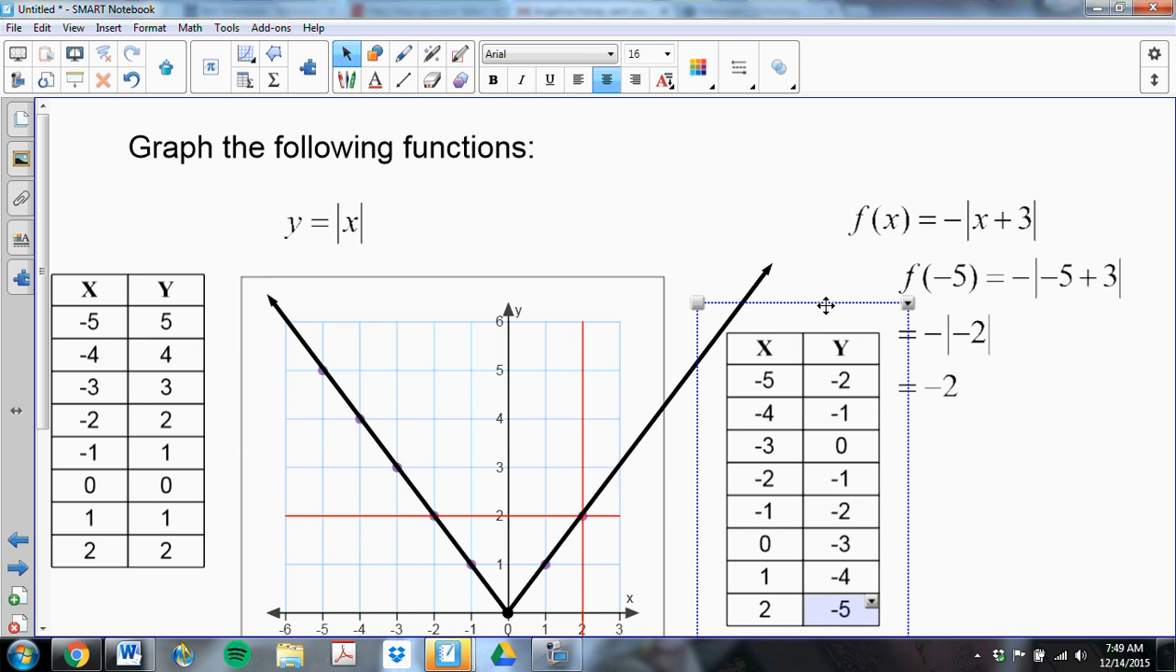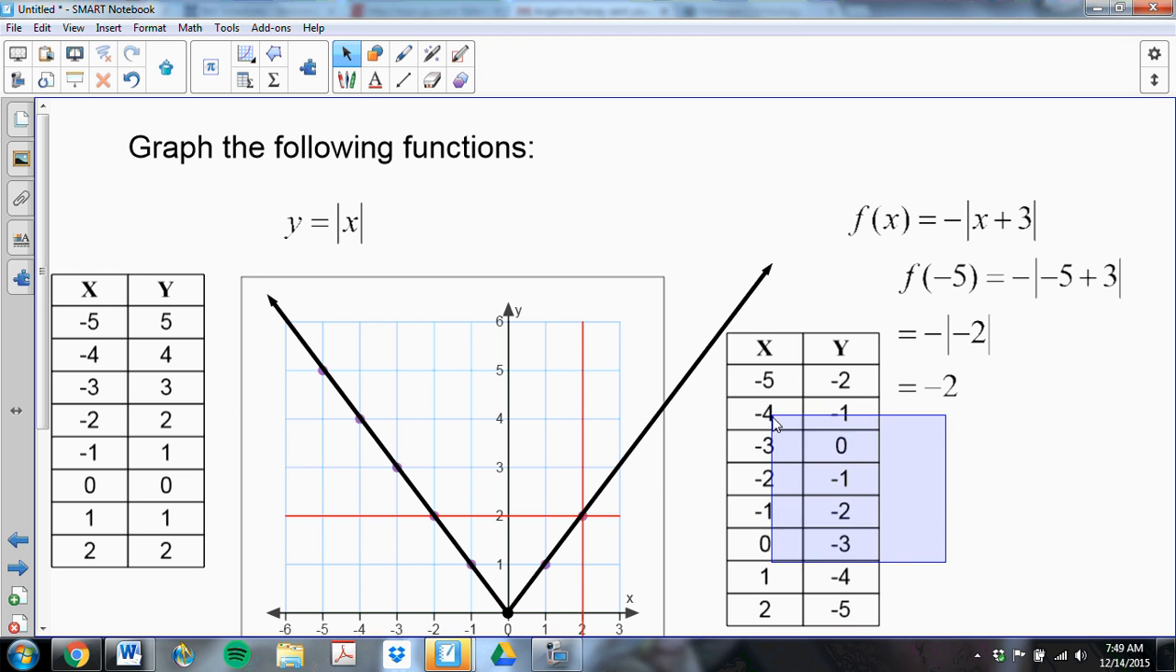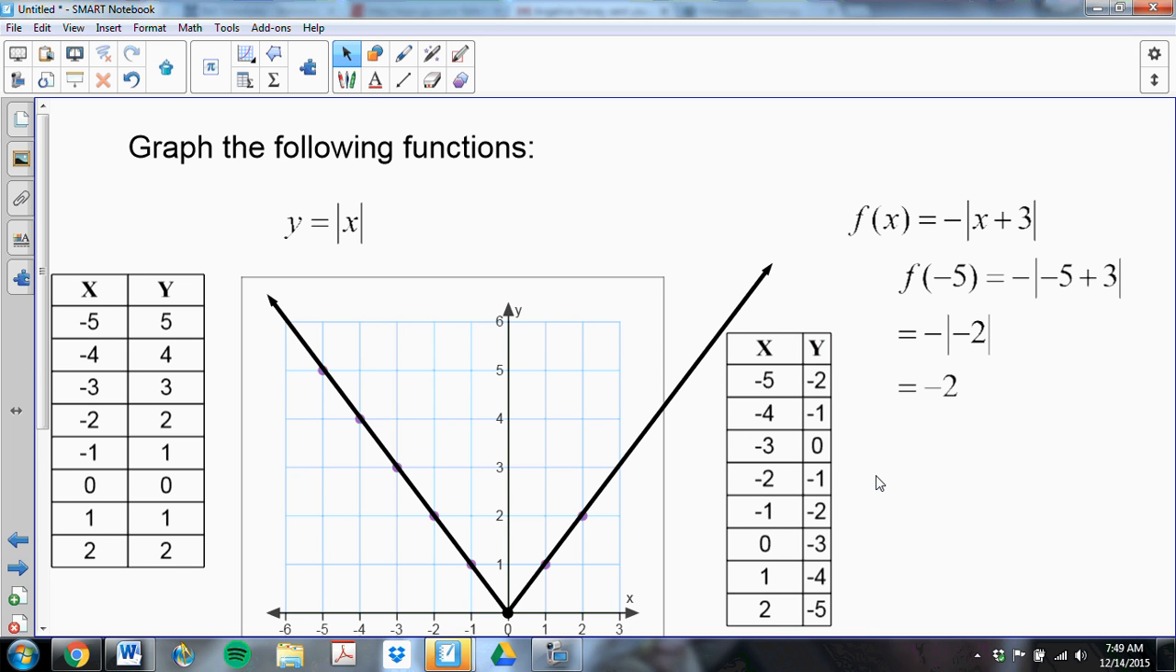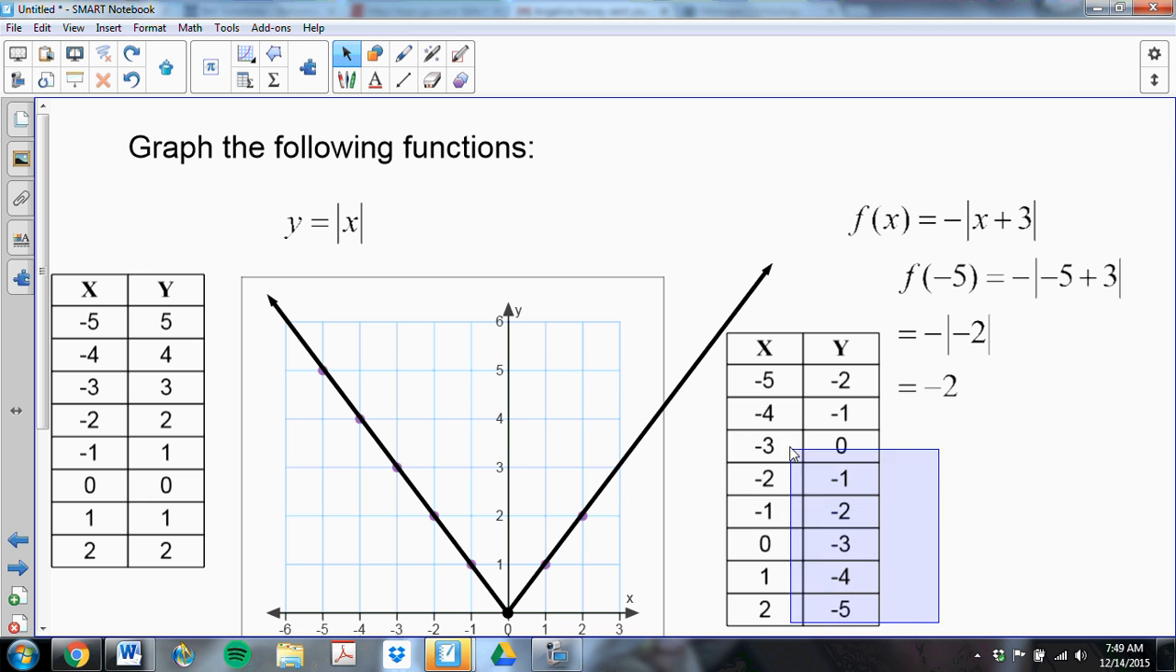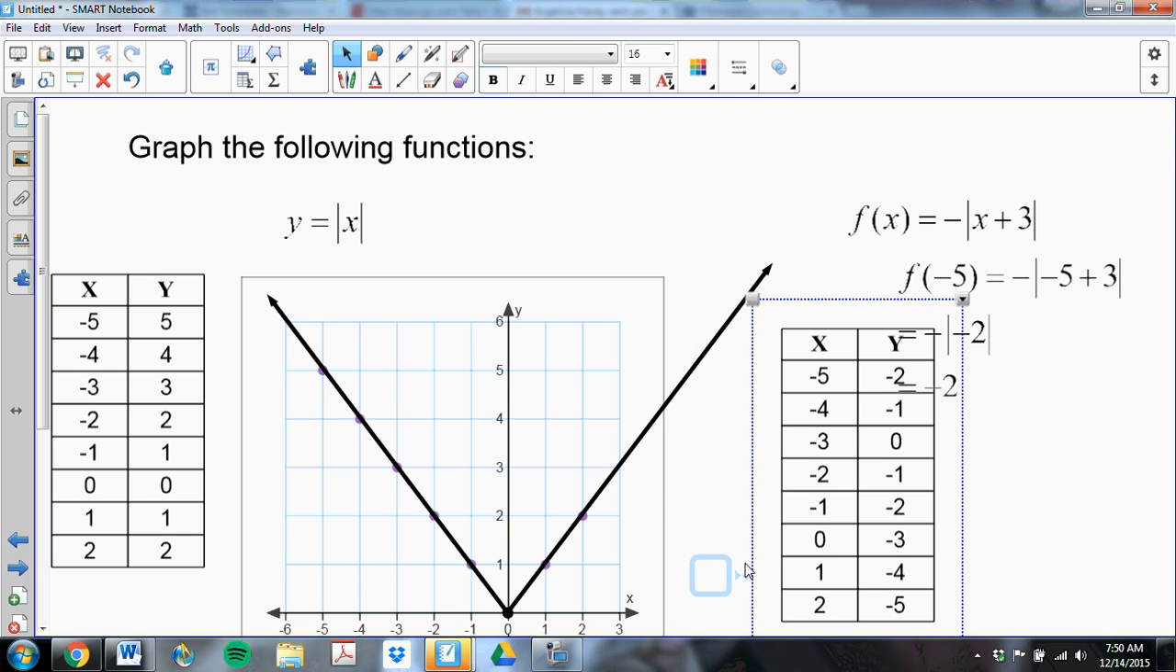Let me see if my computer can graph this one also. It can't. Come on, graph it. Come on, graph it. Nope, so I'll just plot those points.